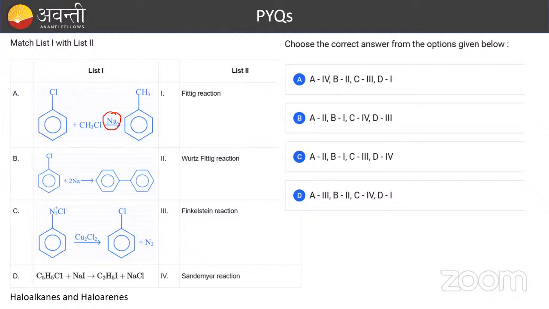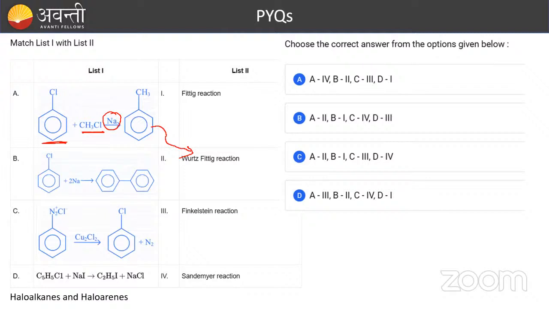Yesterday we have seen this reaction under the reactions of haloarenes. So this is an example for which reaction? So we have taken haloarene and this is a haloalkane. So if 1 mole of haloarene and 1 mole of haloalkane is treated, then it is an example for Wurtz-Fittig reaction, right?